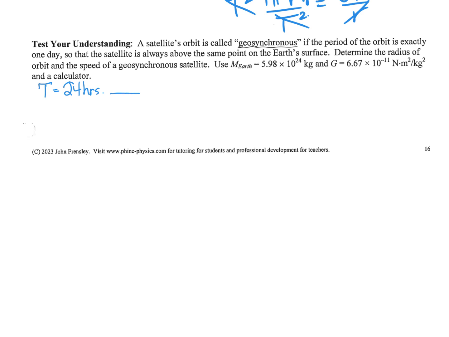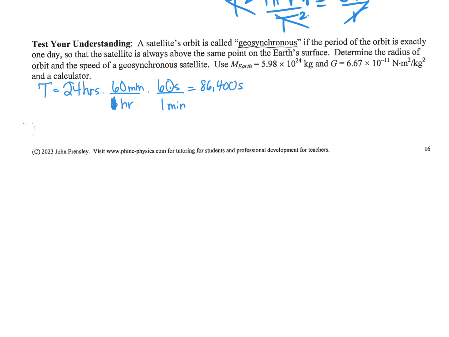So there are 60 minutes in 1 hour. And in 1 minute, we have 60 seconds. So 24 hours, if we multiply that together, we get 86,400 seconds. Here's your trivia for the day. All right, so we have the period.